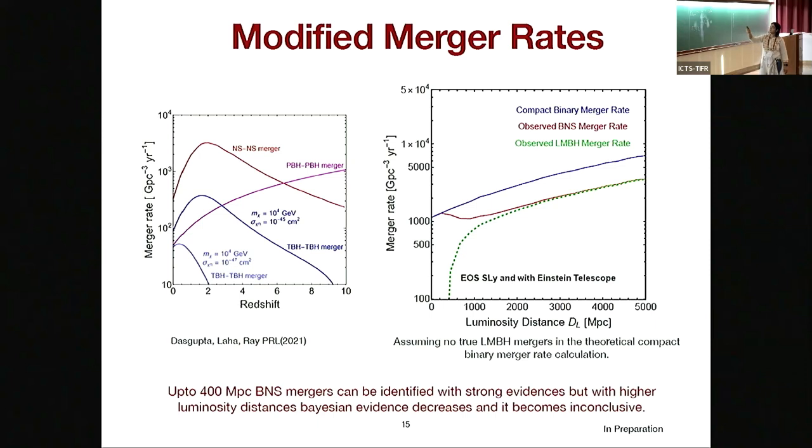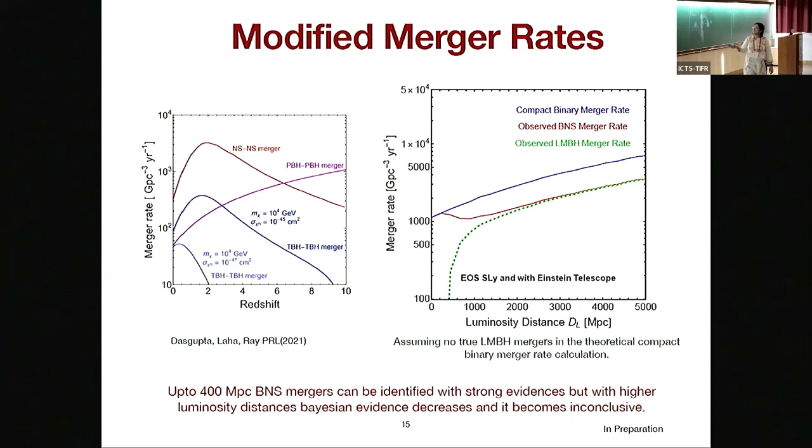So with the SLI equation of state, what we see is that if we are within 400 megaparsec, what we see as a binary neutron star merger will be identified as a binary neutron star merger even if we do the analysis with a binary black hole model, because the detector is so sensitive at this luminosity distance that we can clearly distinguish. But after 400 megaparsec, we have to give some benefit of the doubt, and we cannot say whether the compact objects that have merged are binary black holes or neutron stars.